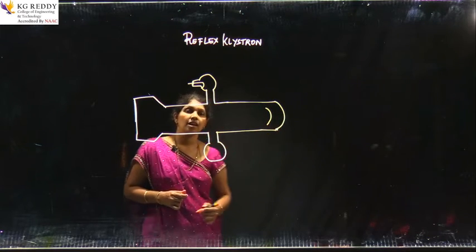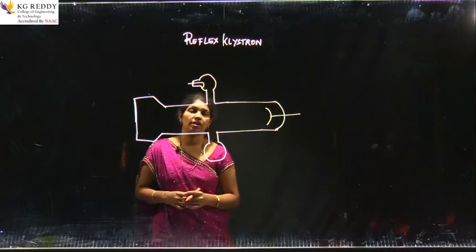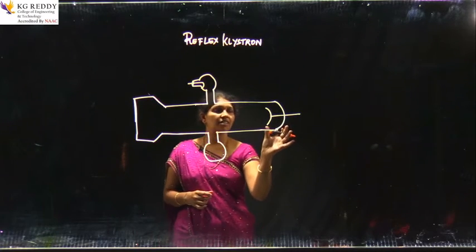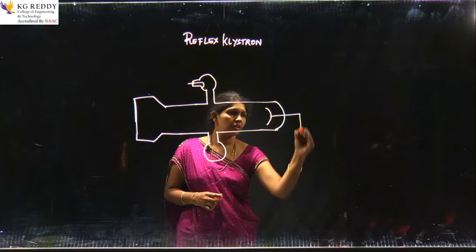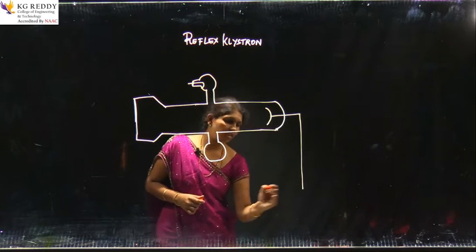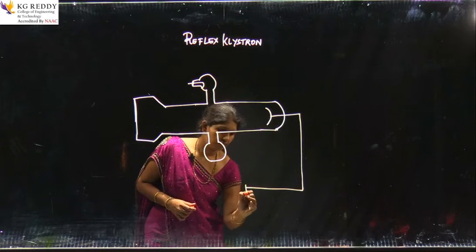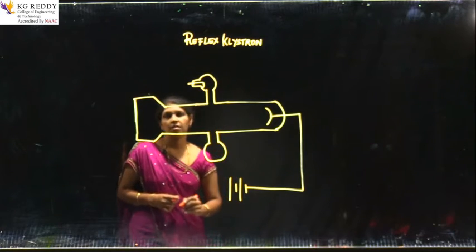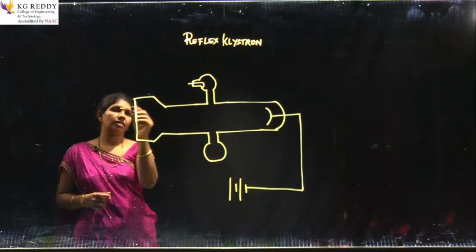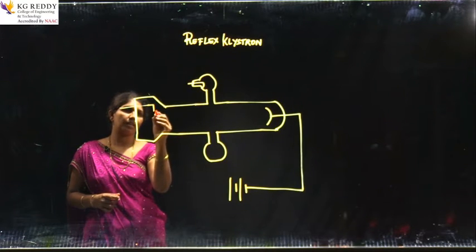There is a repeller here in the reflex klystron. In the two cavity klystron, at this space we have the collector, but here we have the repeller. The repeller is also given to the negative terminal of the battery. The electron gun, as usual, is given to the negative terminal of the battery.